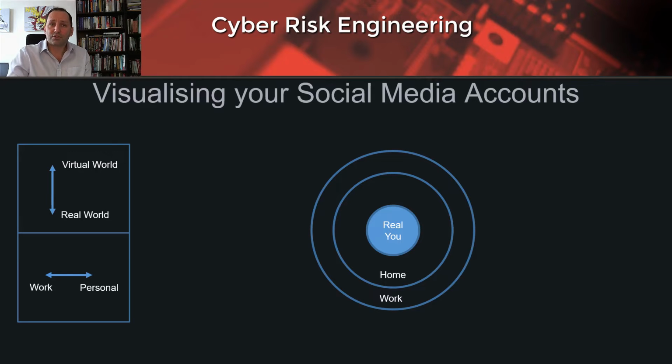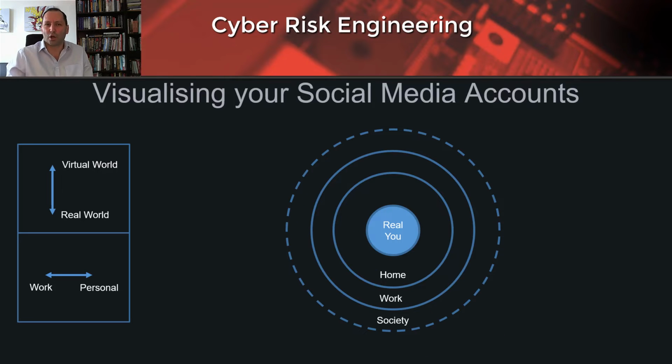The final concentric circle is that of society, and that's a dotted line because it's not really set in stone. It's basically how you interact through social media accounts with society. I.e., you might create a Twitter account in order to get some free tickets for the cinema. That is why you've got that edge boundary around that. So that's what we also discussed last week.